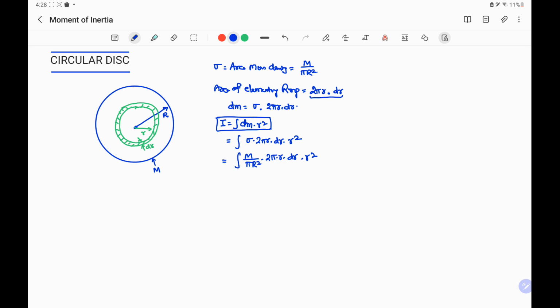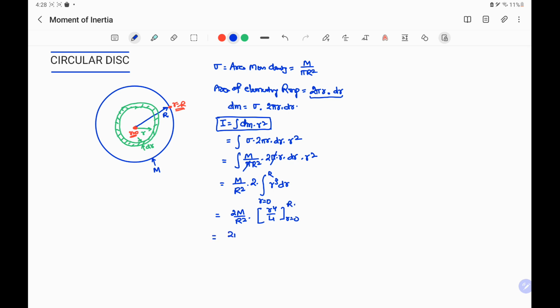Now constant terms will be taken out. First pi gets cancelled and constant terms are taken out of the integral. It is m by r square into 2, and remaining is integral r cube dr. Here we will integrate from r equal to 0. That means initially the lower limit will be the point circle, this is r equal to 0, and finally the upper limit will be r equal to capital R. So it will be equal to 2m by r square into integral of r cube, which is r raised to power 4 by 4, lower limit is 0 and upper limit is capital R.